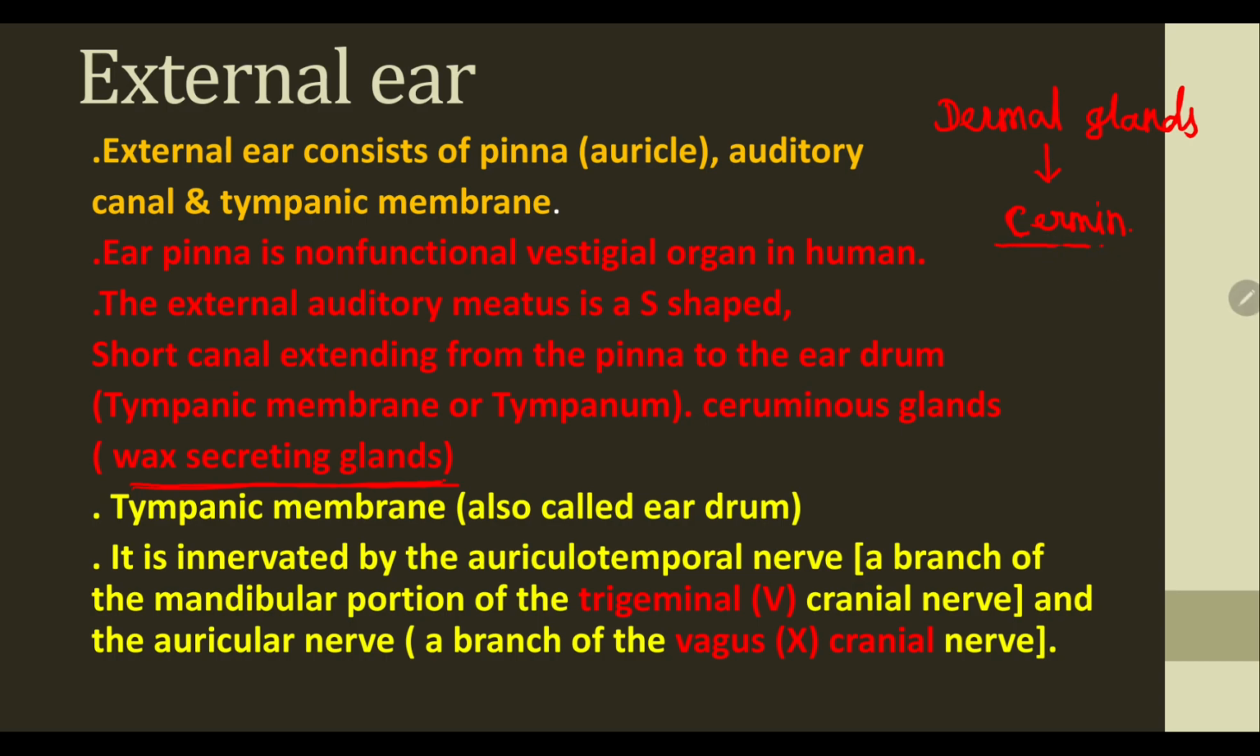This cerumen is a wax, and we call it hexacosyl palmitate. Why do we call it hexacosyl palmitate? Because it has palmitic acid; fatty acids are present in this wax, and they are actually palmitic acid.